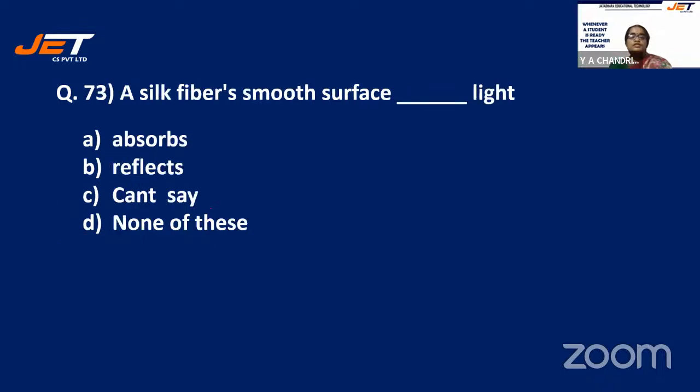Next question. A silk fiber's smooth surface dash light. Absorbs, reflects, can't say, none of these. Let us check the answer. It is option B, that is reflects. A silk fiber's smooth surface reflects the light.